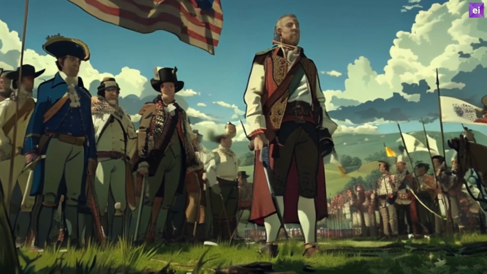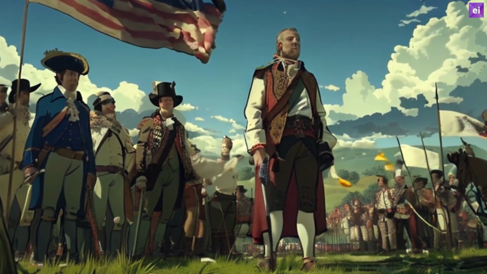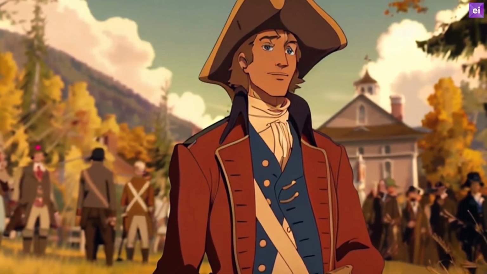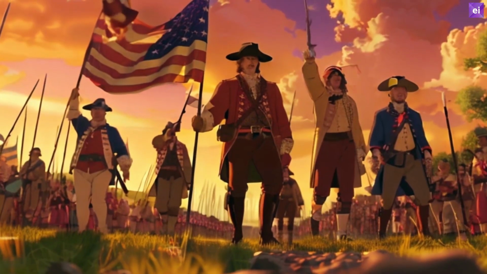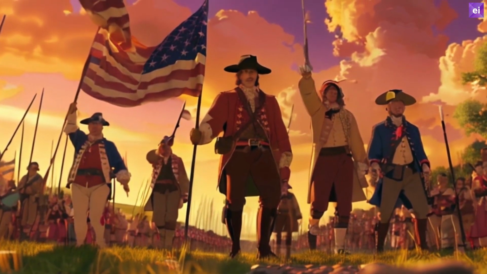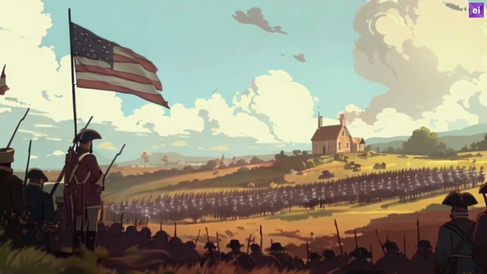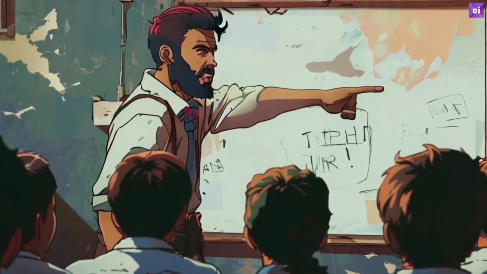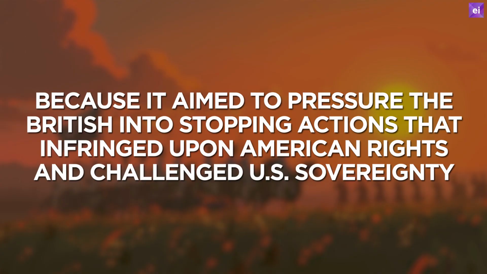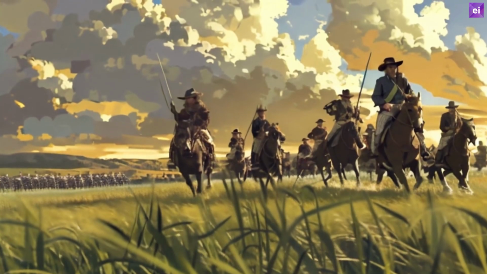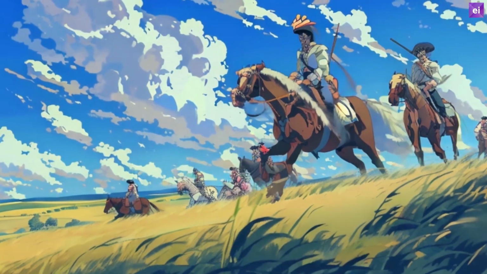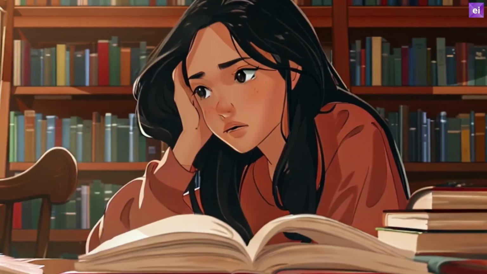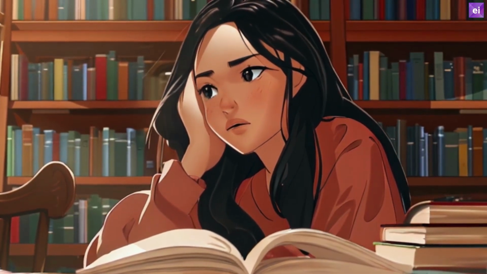Now let's begin. After achieving independence from Great Britain in the Revolutionary War, America endeavored to establish itself as an independent entity. Efforts were made to rebuild the military and navy, establish trade partnerships, and structure the government. Therefore, many Americans view the War of 1812 as a second fight for independence because it aimed to pressure the British into stopping actions that infringed upon American rights and challenged U.S. sovereignty. However, it's important to note that this war was part of a broader conflict occurring in Europe at the time. So first, we must understand what was happening during this time.